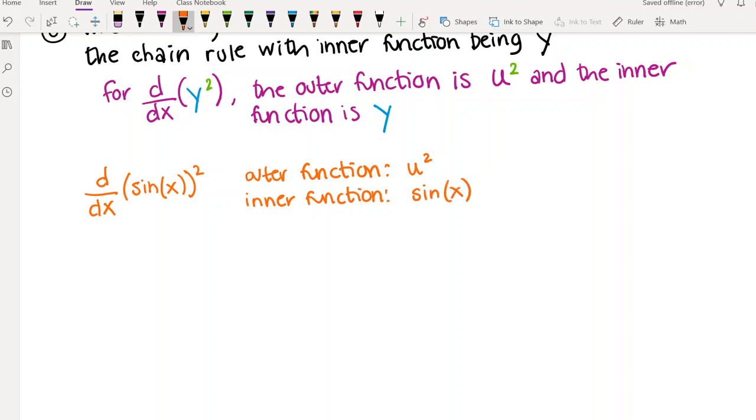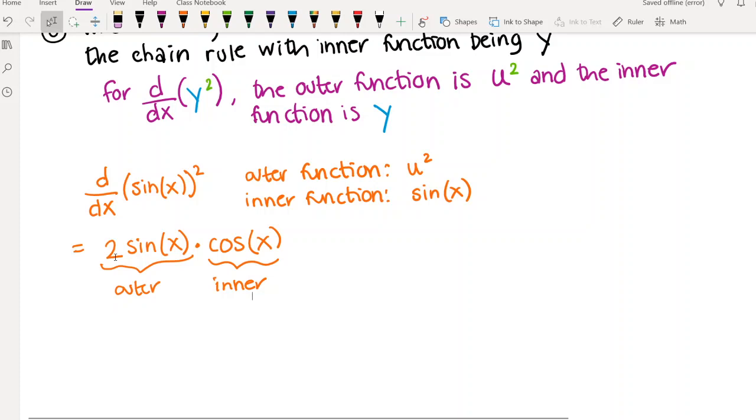And so what would the derivative come out to be? The derivative would be equal to, you would bring down the 2 and kind of use the power rule to do the outside derivative. So you would get 2 times sine of x, and then you would multiply by the derivative of the inside function. So this is your outer derivative, and this is your inner derivative. So you're kind of using the power rule on the outside part, and then you're multiplying by the derivative of the inside part. And so this function above is going to be exactly the same.